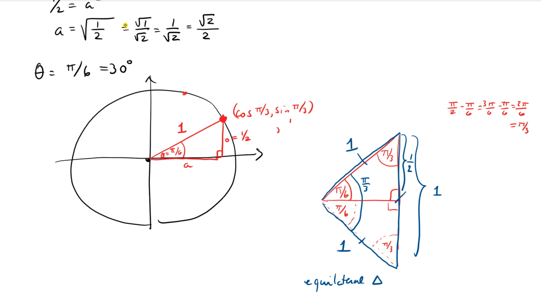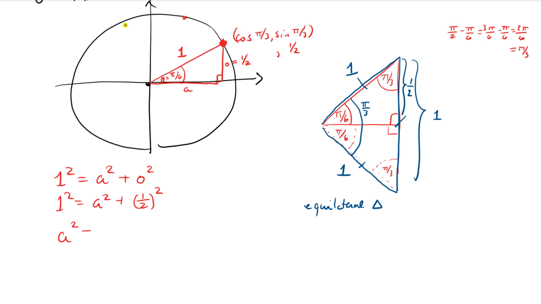So this is actually the sine of pi over 6. And to get a, that's easy. I can use the Pythagorean identity. So 1 squared is going to be equal to a squared plus o squared. But now I know that o is 1/2. So this is going to be 1/2 squared. And all I need to do now is solve for a. So a is going to be 1 minus 1/4 or 3/4. So a will be the square root of that. So it's going to be square root of 3 over square root 4, and square root 4 is 2. So I get root 3 over 2. So this is the cosine of pi over 6.